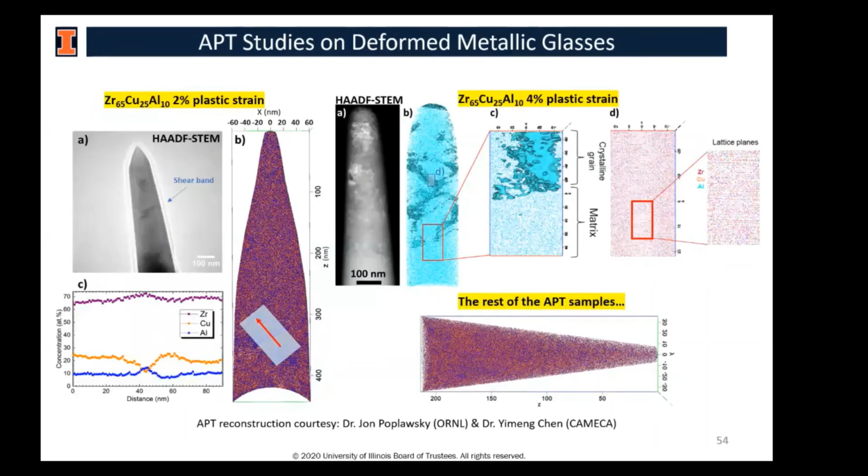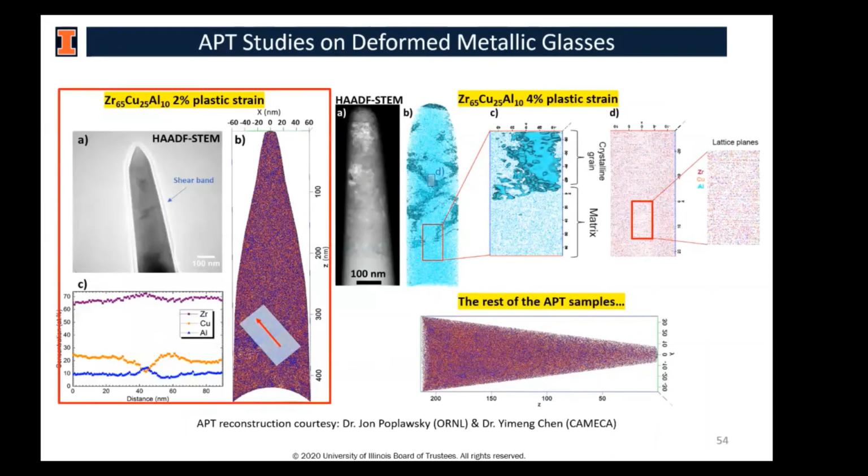In a sample with 2% plastic strain, you can see behind the red arrow, there is a compositional change at the location of the shear band. By constructing an ROI around the variation, the APT results show a change in composition across the shear band, where there's a decrease in copper composition and an increase in the aluminum and zirconium composition.